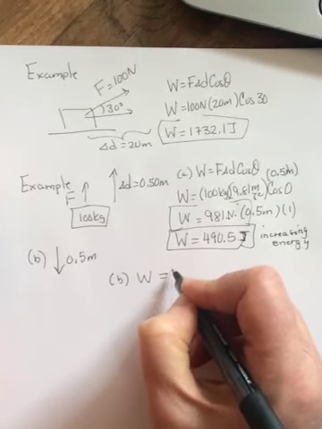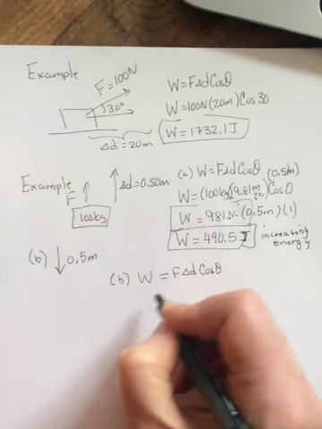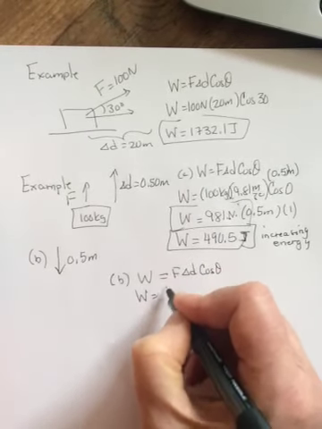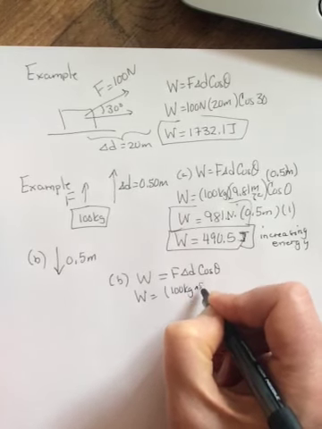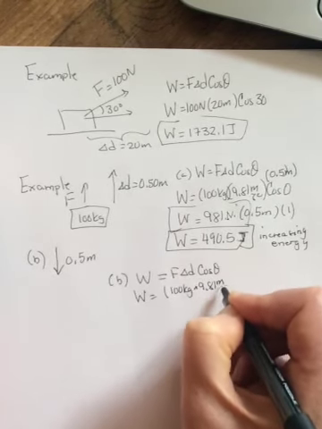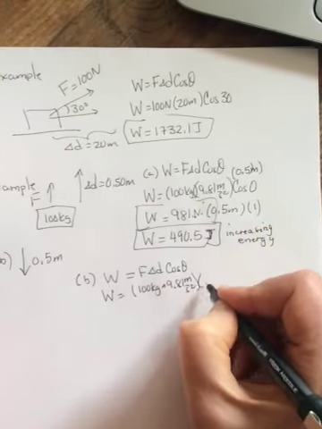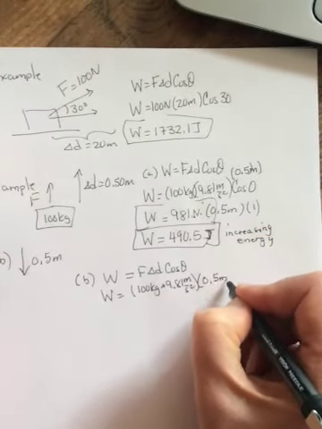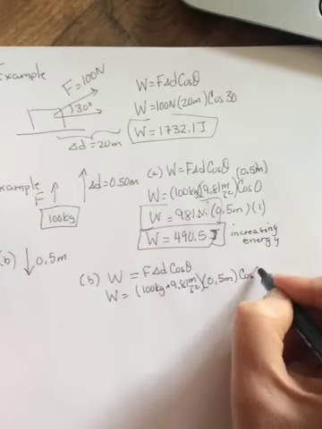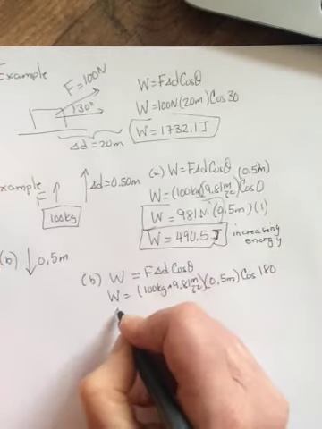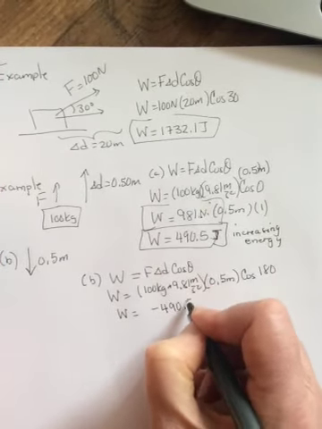So if we want to figure out how much work is done as you lower this object, we do F delta D cos theta again, and F is still the 100 kilograms times 9.81 meters per second squared. It still has to balance out the weight so that it doesn't speed up going down. The delta D is still a half a meter, and this time the angle between the F and the delta D is 180, which is going to give us negative 1. So we'll get negative 490.5 joules.